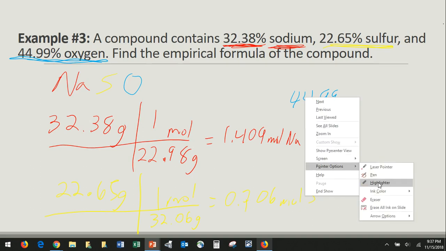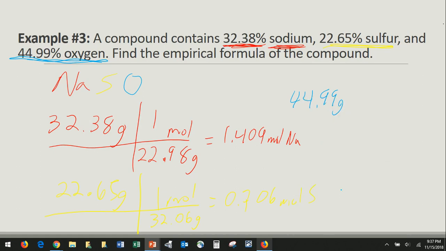It's occurring to me yellow was an awful choice, but you know, what are you going to do? All right. Oxygen is the last one, so that's 16 grams in 1 mole. And that'll give us, so 44.99 divided by 16, 2.81 moles of oxygen.